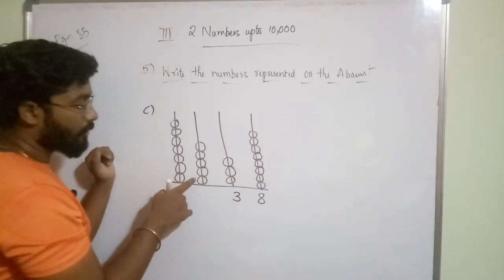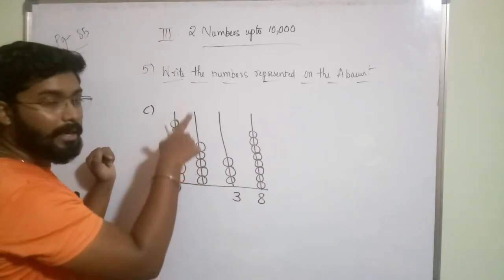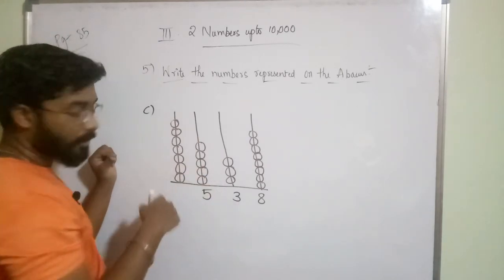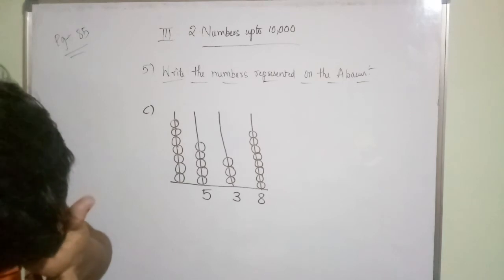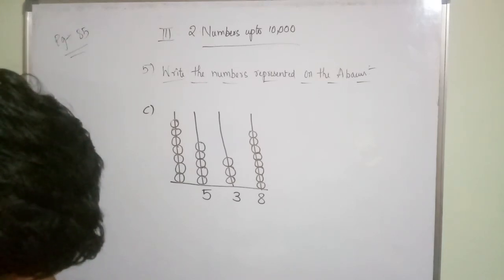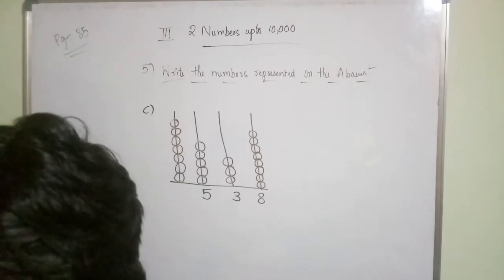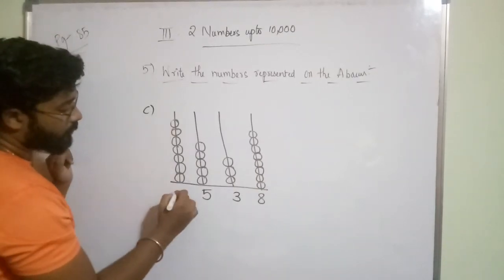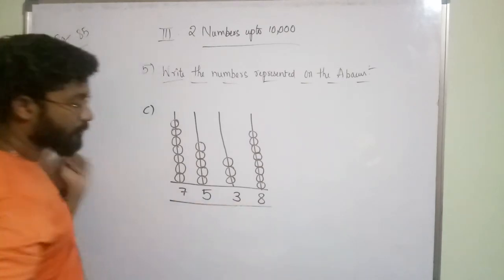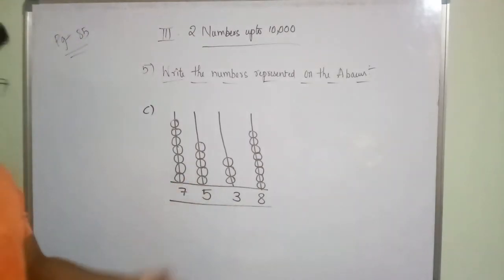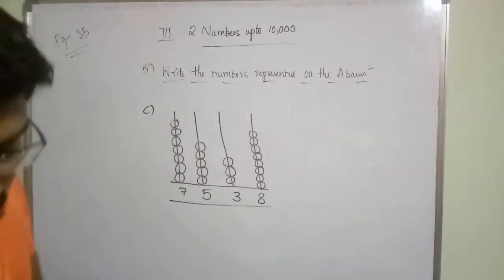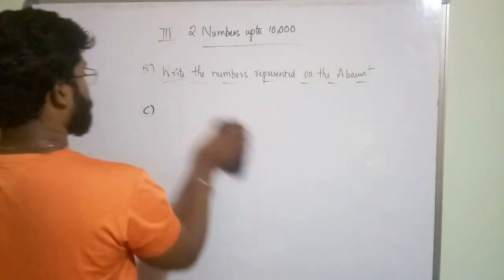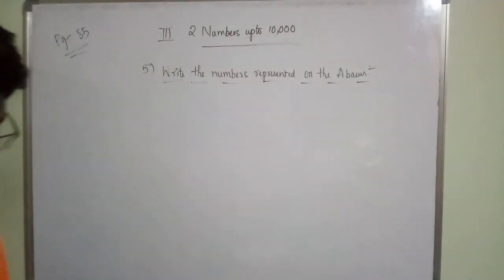Okay, next, 1 2 3 4 5. In hundreds rod you are having 5, no? Write 5 below the hundreds rod. Okay, so in thousands rod how many are there? 7 are there. 1 2 3 4 5 6 7. 7 only. So you have to keep 7 here. So 7538, 7538 is the number.